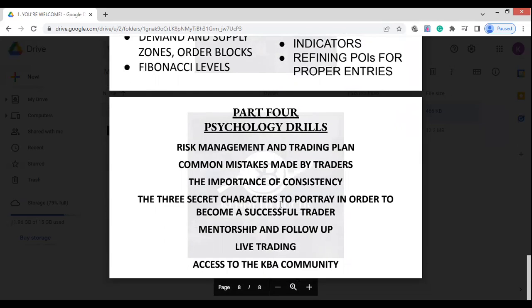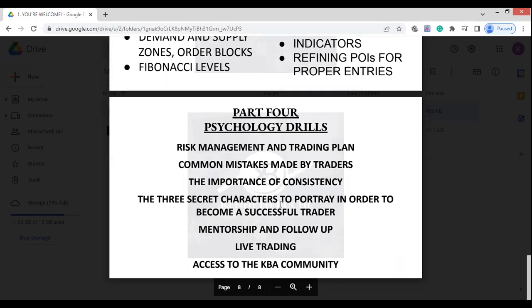Now, the final part is what we call the psychology drills. One thing about learning the forex market is that the knowledge is divided into three parts. We have the analytics part, which is where you learn the forms of trading, based on analysis alone. Then we also have the money management part and the psychological part, because most people think that after learning the analytics, they've done it all. They don't know it's way more than that.